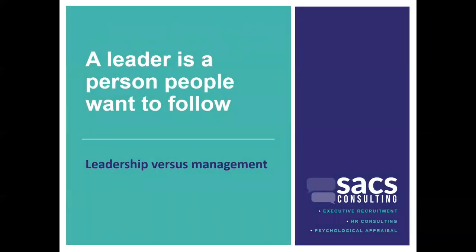And here's my definition of leadership. I think that in all of the leadership books that I've read over the years, this is the most valuable way to look at it. A leader is a person that people want to follow. Now you understand how that differs from management. A manager is a person who plans things, who delegates things, who writes budgets.